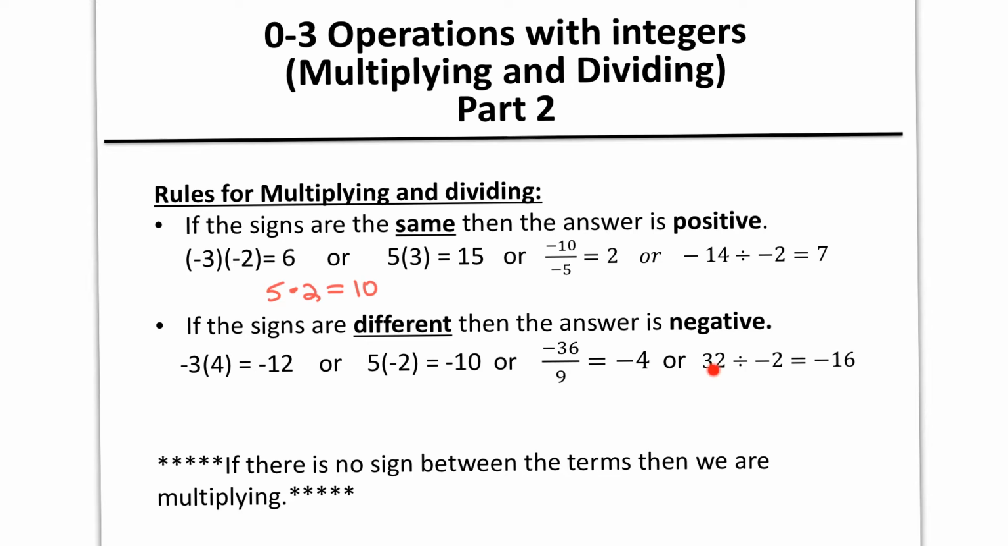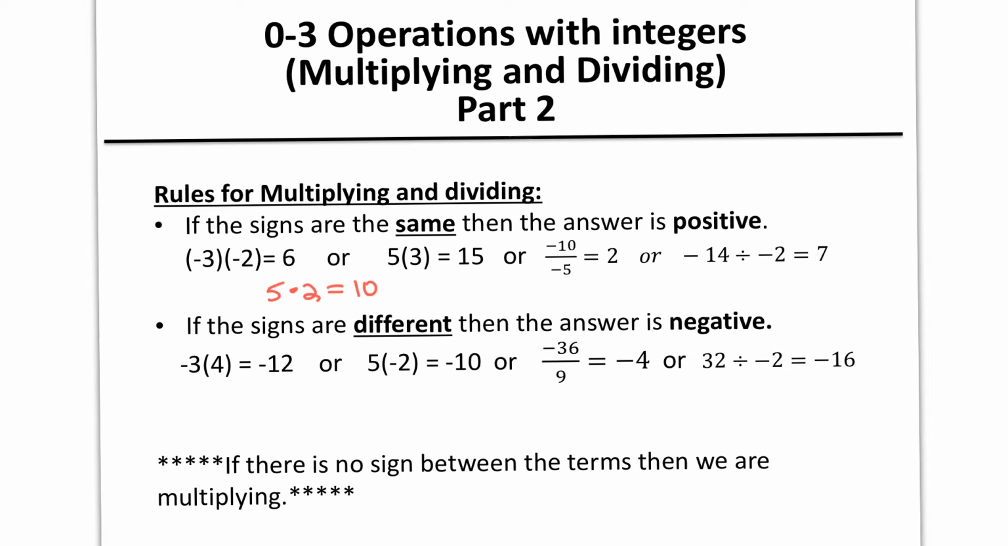Another example is positive 32 divided by negative 2. That's negative. Positive divided by negative is negative 16. So the rules are the same for multiplying or dividing, but you just have to remember what to do. When they have the same sign, it's positive when you multiply or divide. If they have different signs, the answer will be negative.